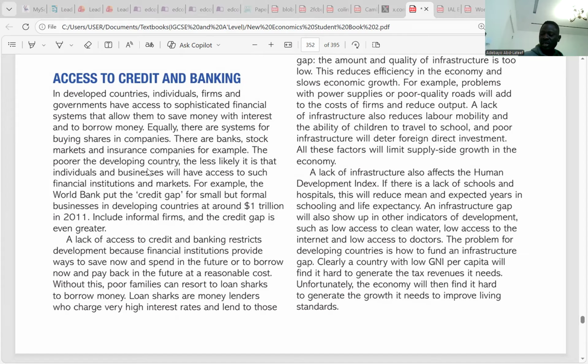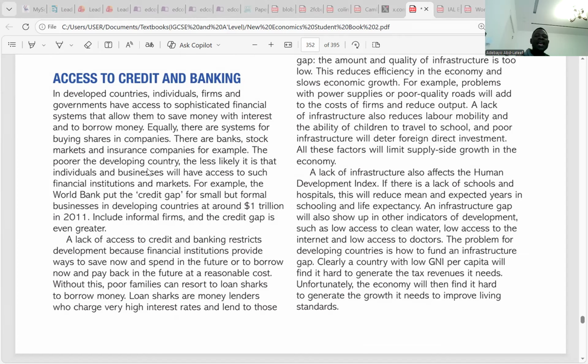So there are two things here. If the banking system is functioning, people can save now to invest later. If the banking system is functioning, people can borrow now and pay back later. So your ability to save now, invest later, your ability to borrow now and pay back later will determine how much the economy would grow. Does it make sense here?